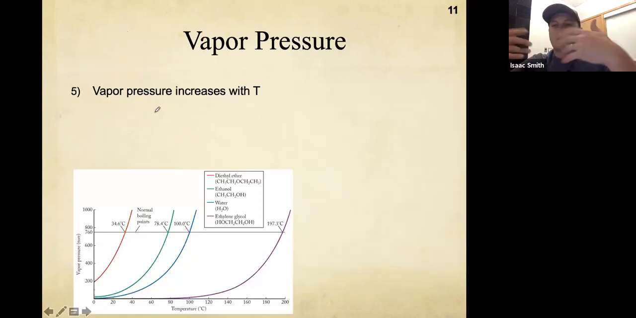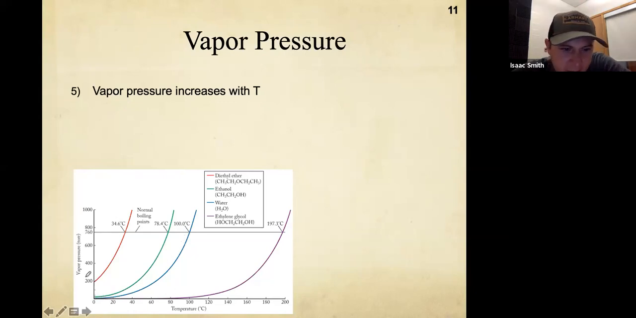That means since there are more particles escaping, the vapor pressure is going to increase as temperature increases. And that's what we see on this graph. So let's look at water, the blue one here. Temperature is on the X axis, vapor pressure is on the Y. As your temperature increases, your vapor pressure also goes up, again because you have more particles moving into the gas phase. And this horizontal line here represents atmospheric pressure.